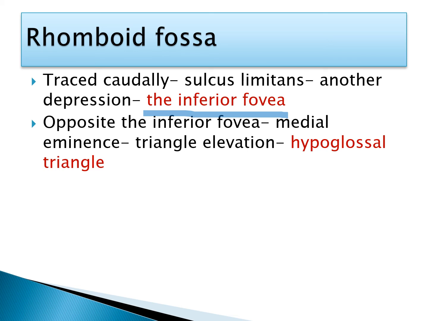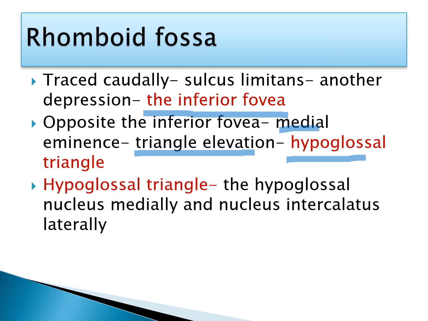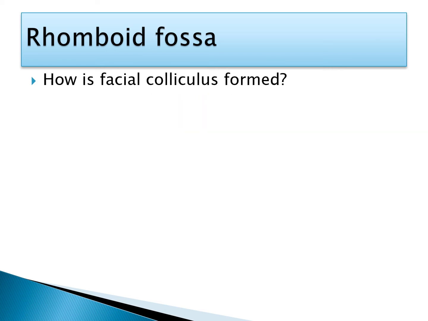Opposite the inferior fovea, this triangle elevation in the medial part will be called as hypoglossal triangle. This hypoglossal triangle contains hypoglossal nucleus medially and nucleus intercalatus laterally. So you should know what is nucleus intercalatus also. If you know the hypoglossal nucleus, adjacent to it, what is this nucleus intercalatus?